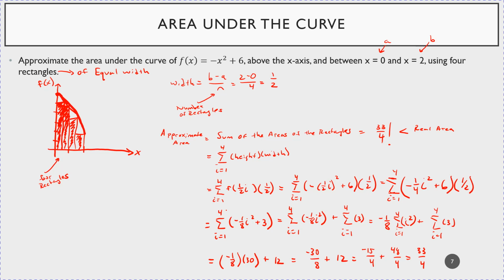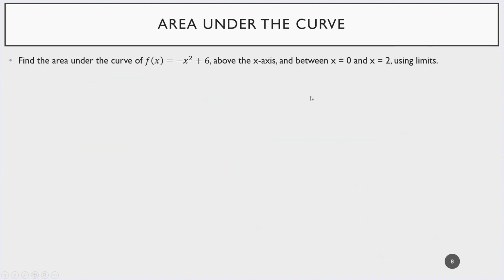This is where it gets very, very complex. This is the one where we're going to actually find the real area under the curve using the limit process. All right, so let's go to the next slide. It gets very, very hard. Let's find the area under the curve of f of x equals negative x squared plus 6 above the x-axis and between x equals 0 and x equals 2 using limits.